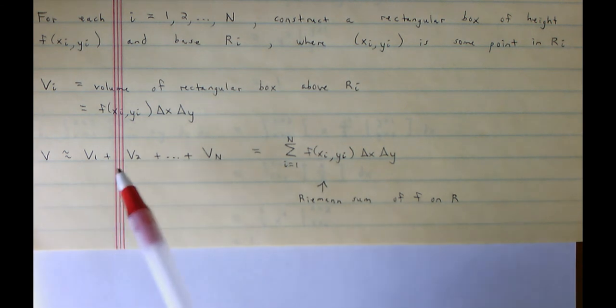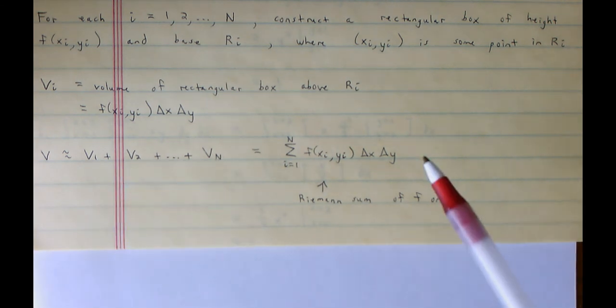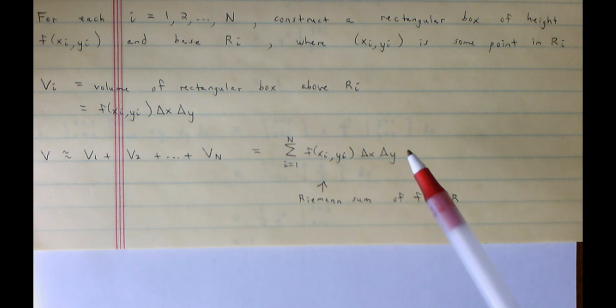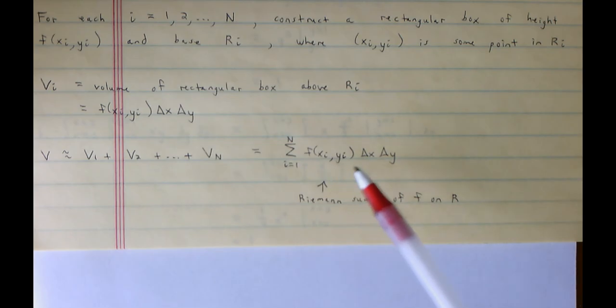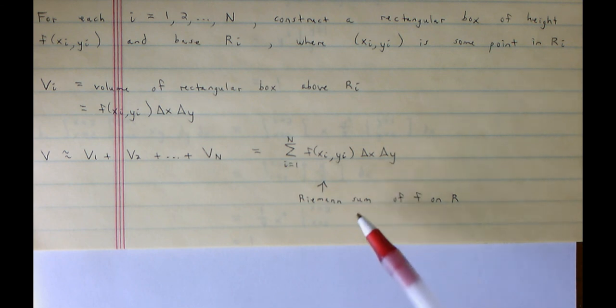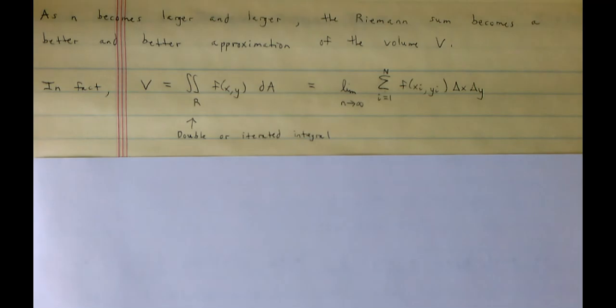So we're going to add V1, V2 through V_N, and if you like, you can use compact summation notation to write the sum from i equals 1 to big N of f of x sub i, y sub i, delta x, delta y. This is a Riemann sum of f on R. As n becomes larger and larger, meaning we're using an even finer partition, so we have even more of these rectangular boxes, the Riemann sum becomes a better and better approximation of the actual volume V.